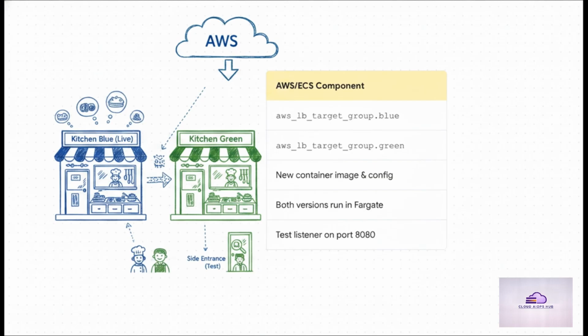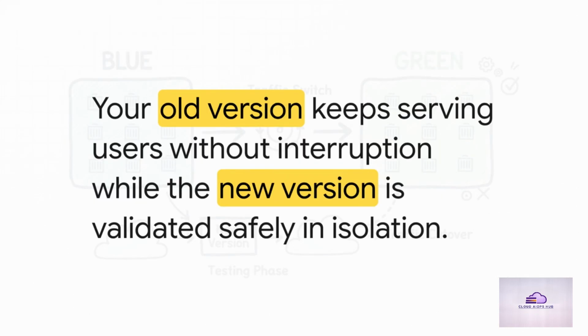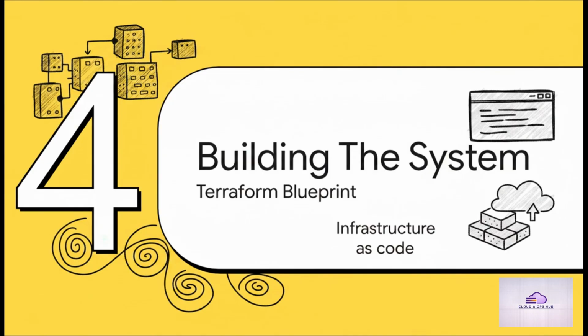And finally, that little side entrance for the chefs to taste test the new food, that's our dedicated test listener on the load balancer, probably on a port like 8080. And this right here, this is the whole point of the setup. It means your live, stable version never stops serving your users, not for a second. The whole time, the new version can be spun up, tested, and validated completely on its own, with absolutely zero risk to your customers.